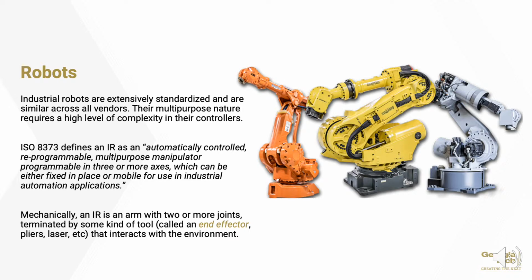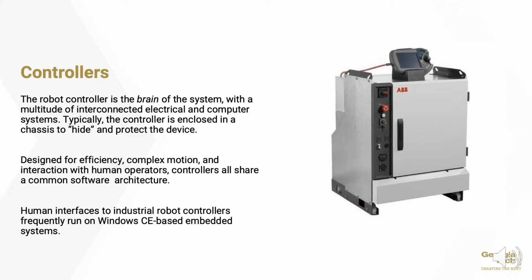And as I said earlier in the introduction, typically an industrial robot is really just an arm that has two or more joints terminated by some kind of tool which they call an end effector. This can be pliers, a laser, whatever that allows them to interact with their environment.